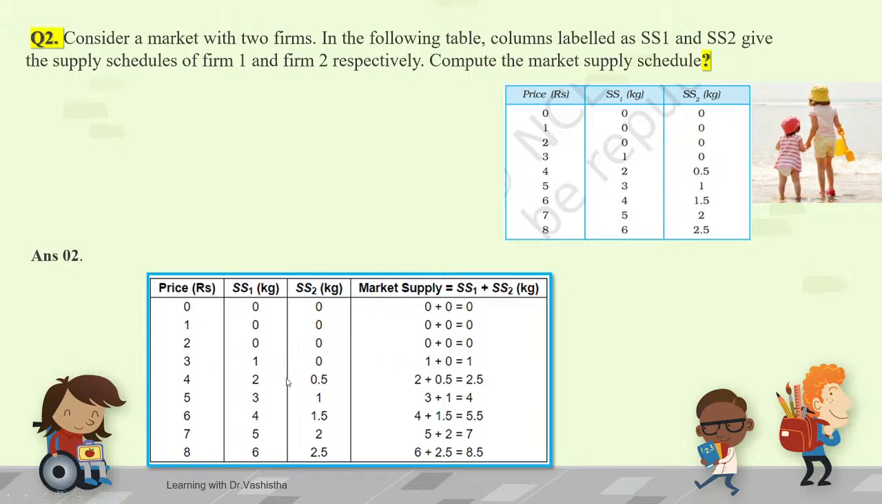So it goes on like column number 2 plus 3, here again 2 plus 3, and it gives you the market supply column. It's nothing else but column number 2 plus column number 3. So this is how the entire market supply schedule is worked out. Only this much needs to be done here in this chapter.